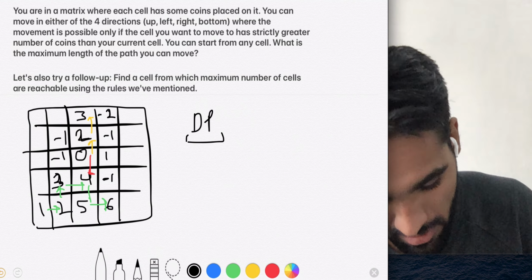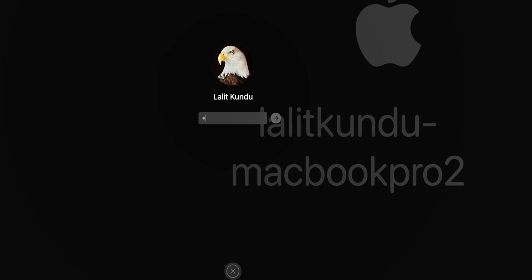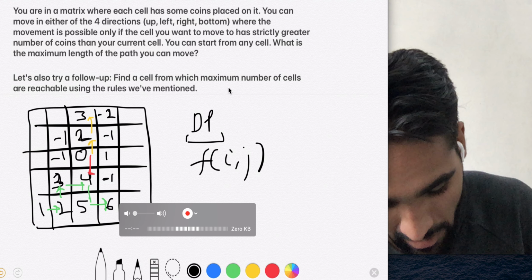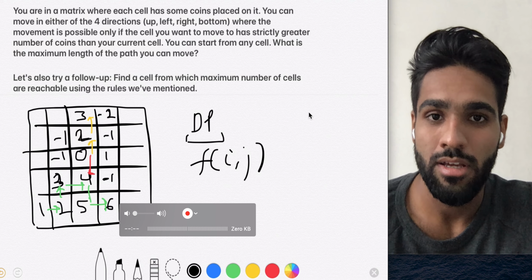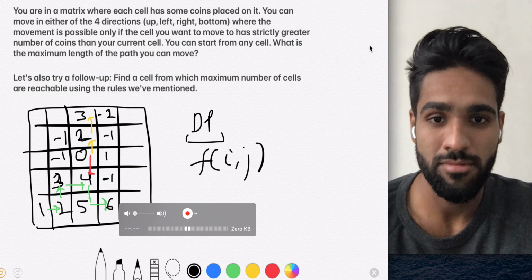So let's say f of i comma j, and I think my laptop has just locked itself. Amazing. Perfect timing. Is it still recording? Okay, I think it is.